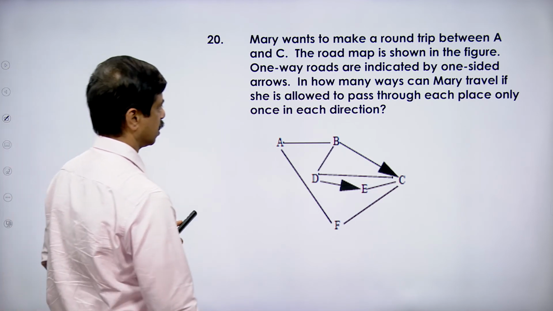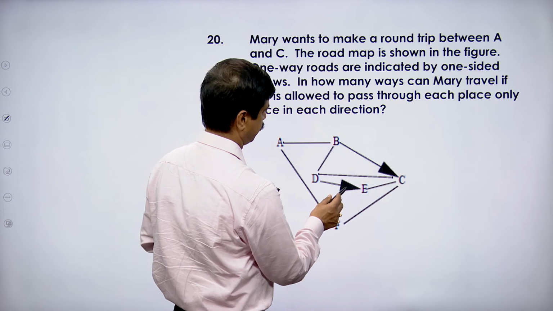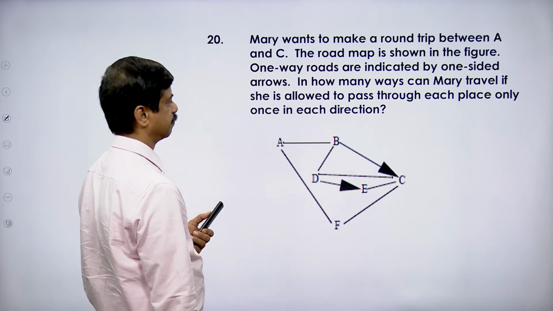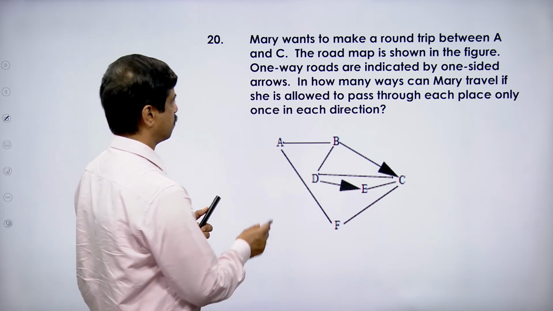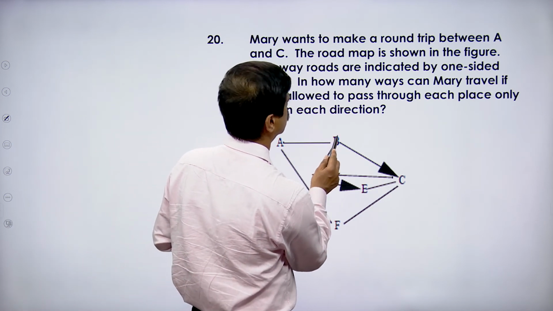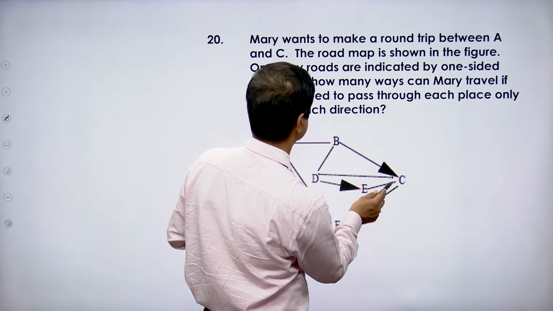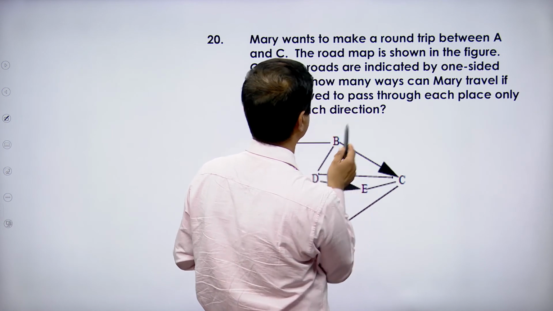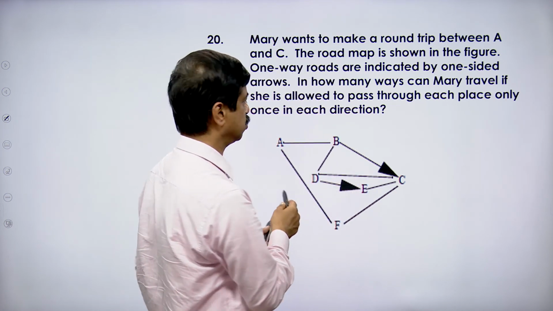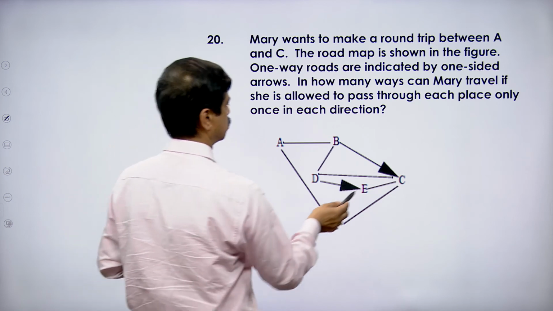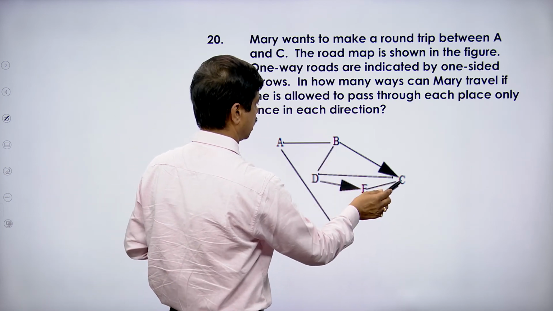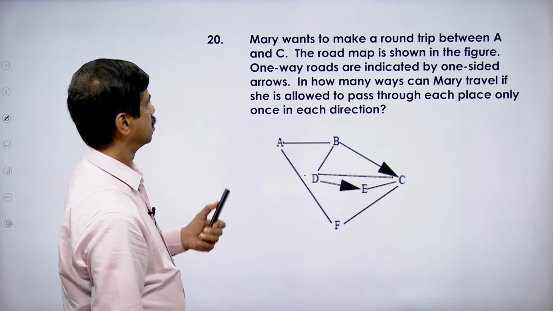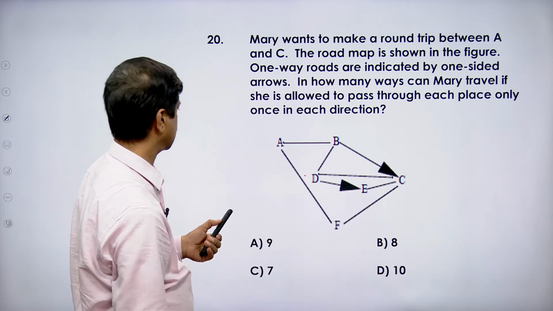So you see, this is one way, remaining all are two ways. Mary wants to make a round trip between A and C. Between A and C means I can go from A to C or C to A, anywhere it's allowed. So they cannot go from C to B. They cannot go from C to E because again from E to A they cannot reach. So let us see how this can be done.